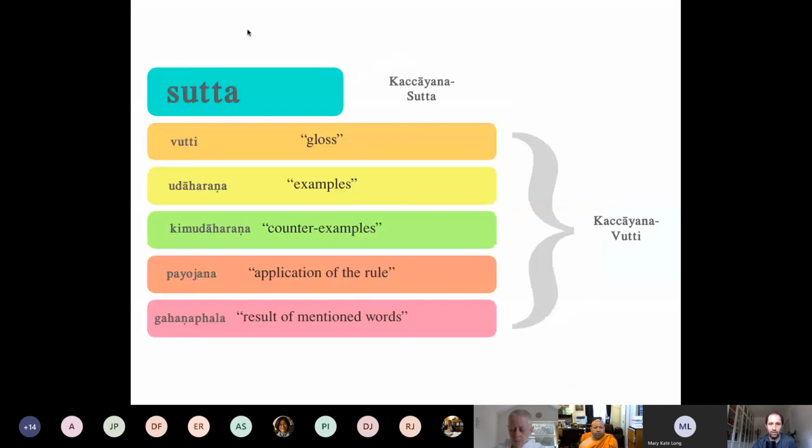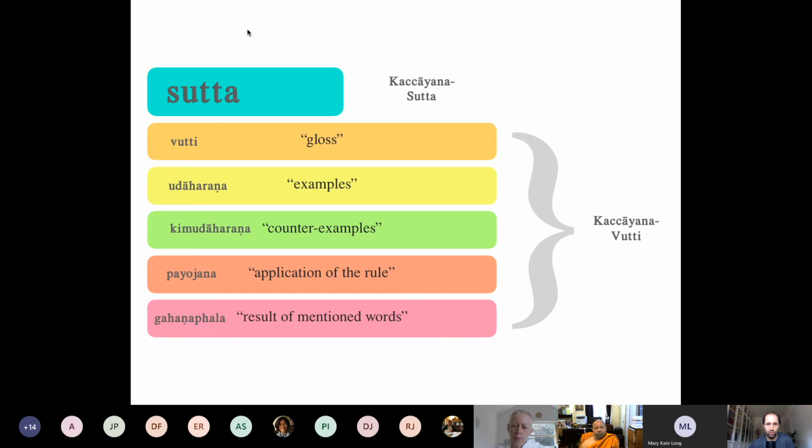Now, the thing goes as follows. You have the sutta on the top, but then you can have different layers or different sections in the Vutti. You don't need to have them all the time. In fact, I have not found any example where what we call the Vutti contains the 5 fields, but many times you will find 4 of them. The first one is the Vutti proper.